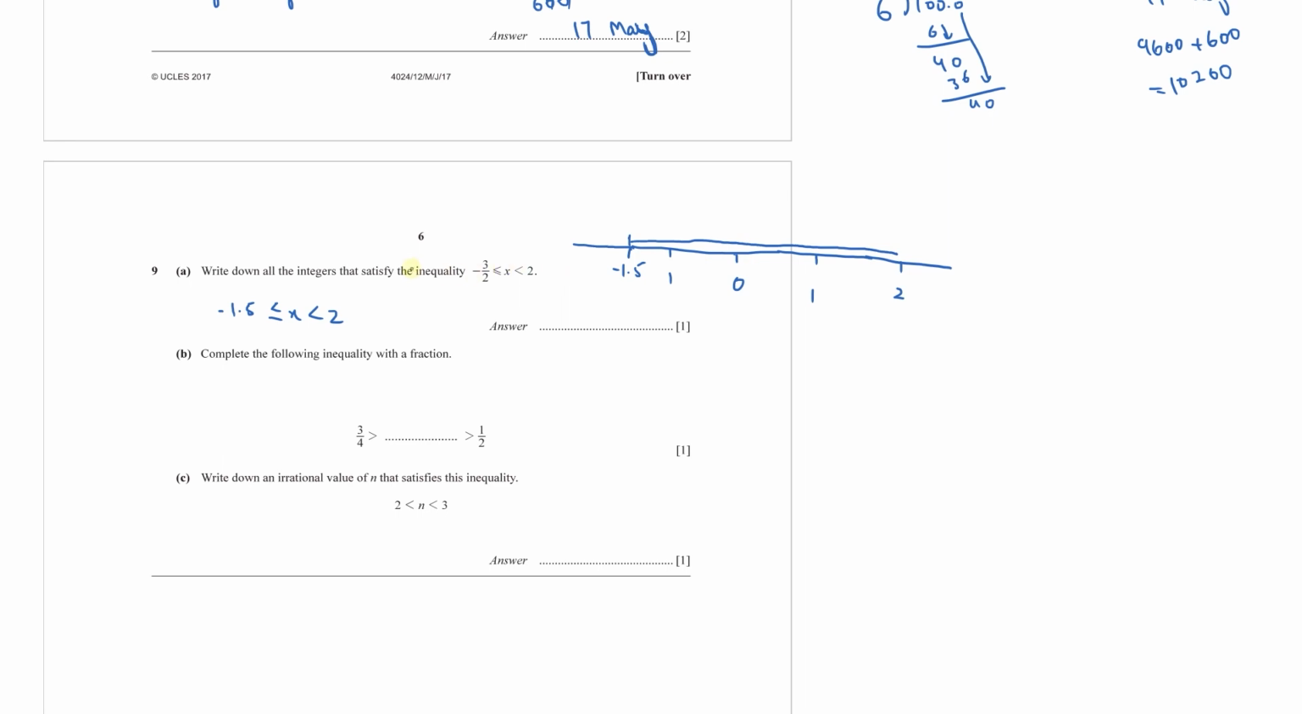So what are the integers between minus 1.5 and 2? So you have minus 1, 0, and 1. These are the only integer values that satisfy this inequality. So minus 1, 0, and 1.